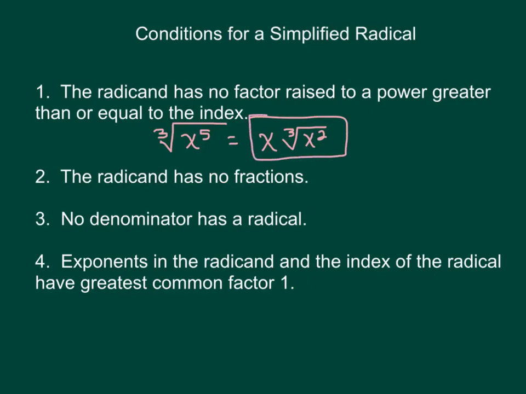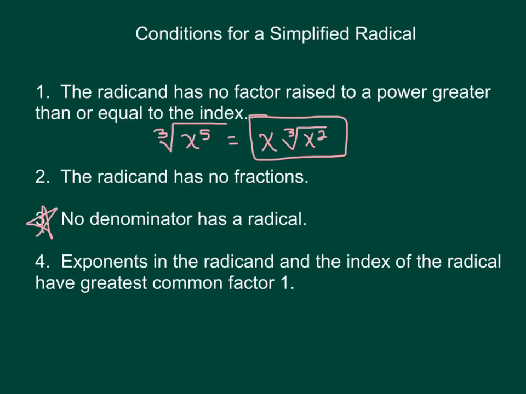Okay, our second condition is that the radicand has no fractions. So if it has a fraction, then you have to break it up like we did using the quotient rule, and then simplify. Step 3, no denominator has a radical. Okay, this is important. This is just a general rule for radicals. You never, never, never leave a radical in the denominator. If you have a radical in the denominator, I'm going to show you how to rationalize that. But your answer is not in simplest form. If you ever see a radical in the denominator, you have to take more steps.